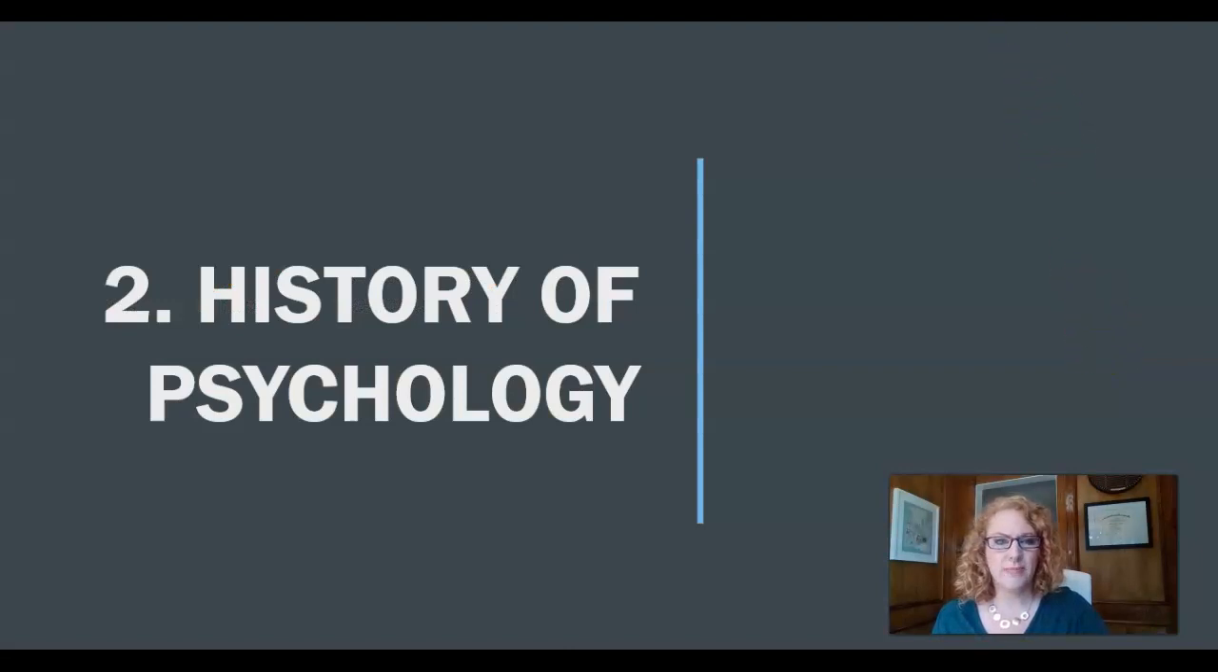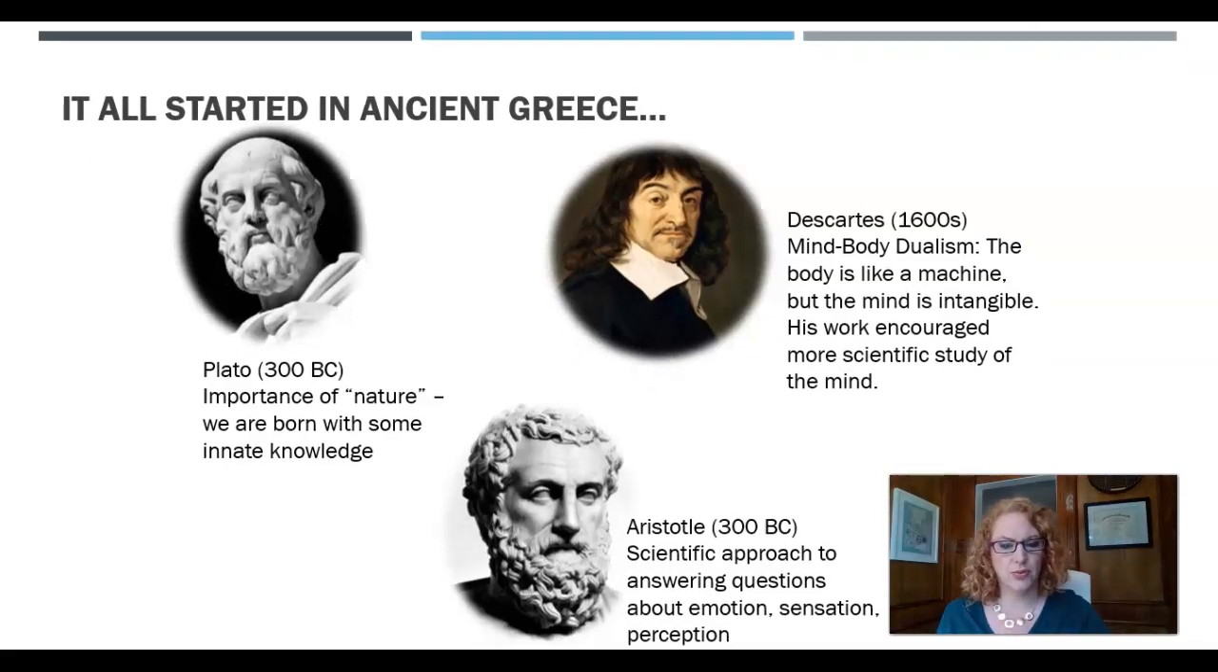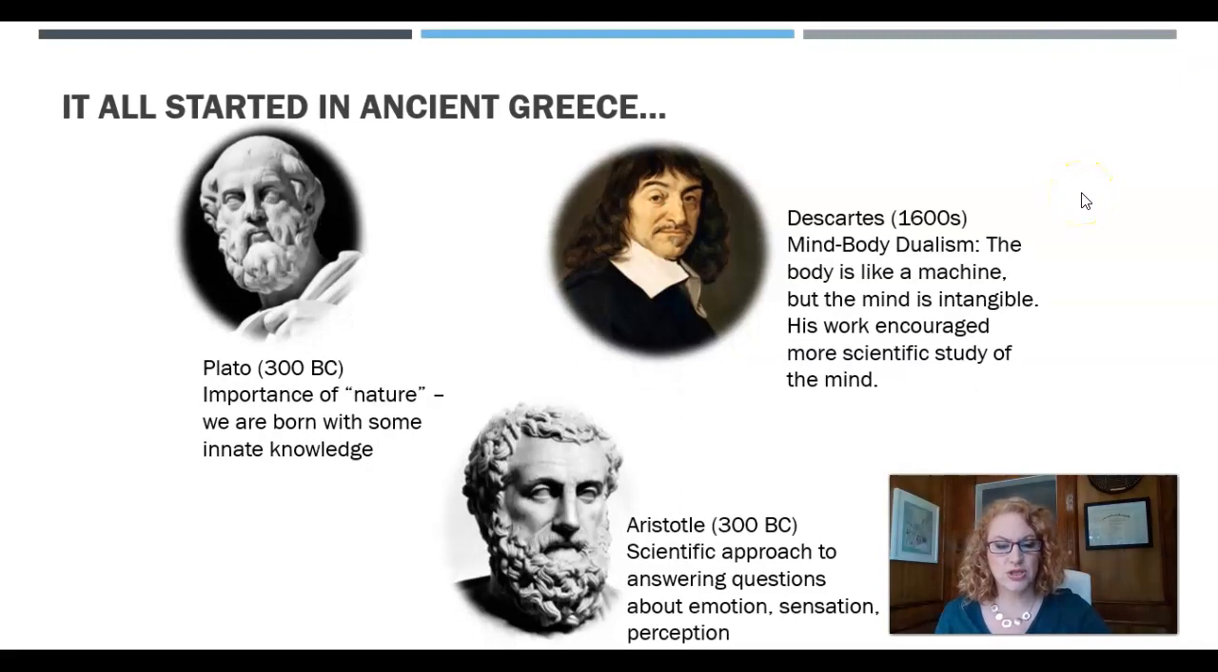So just a little wee bit here on the history of psychology. It all starts in ancient Greece. We begin with Plato and Aristotle. This is about 300 years BCE. Plato and Aristotle are thinking about the importance of nature. Plato thinks that we are born with some kind of innate knowledge. Aristotle thinks about the scientific approach to answering questions about emotion, sensation, and perception.